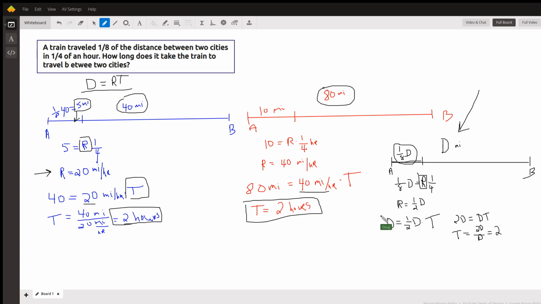And now we can write a formula for the total distance. The total distance d is the rate, which is 1/2 d, times t, which we don't know. But if we solve this equation for t by multiplying both sides by 2, for example, and then dividing by d, the d's cancel out, we get 2 hours.